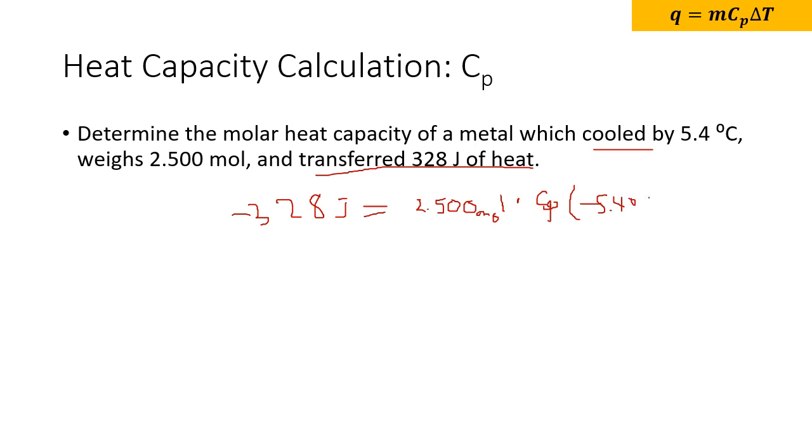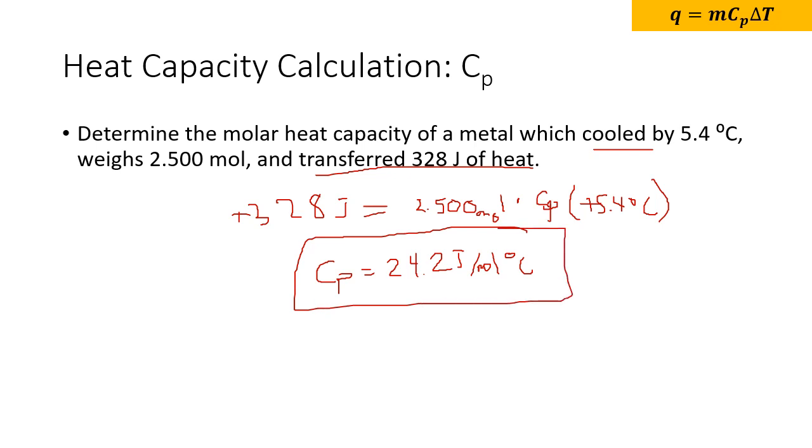Now I've already told you that if you have a negative on both sides, you can just cancel those out. We're now going to divide by 2.5 and by 5.4, and we get that our heat capacity is equal to 24.2 joules per mole, right? Because we've got moles there, degrees Celsius. That is our molar heat capacity for whatever this unknown happens to be.